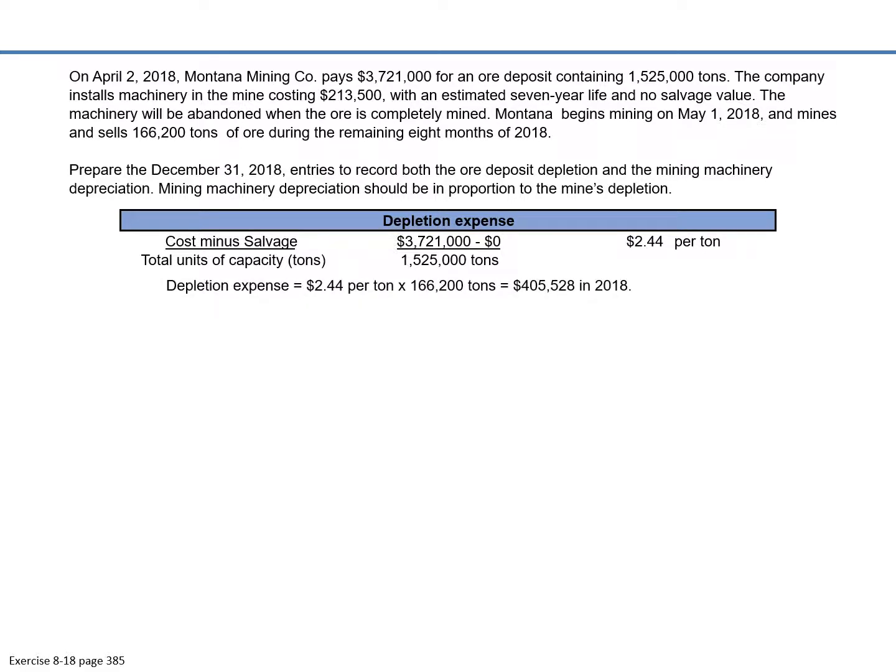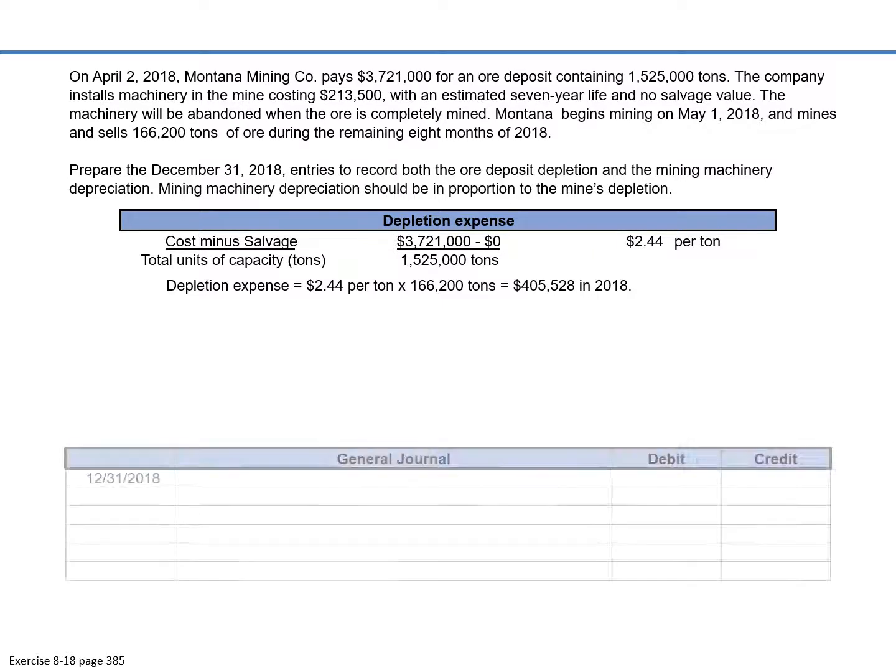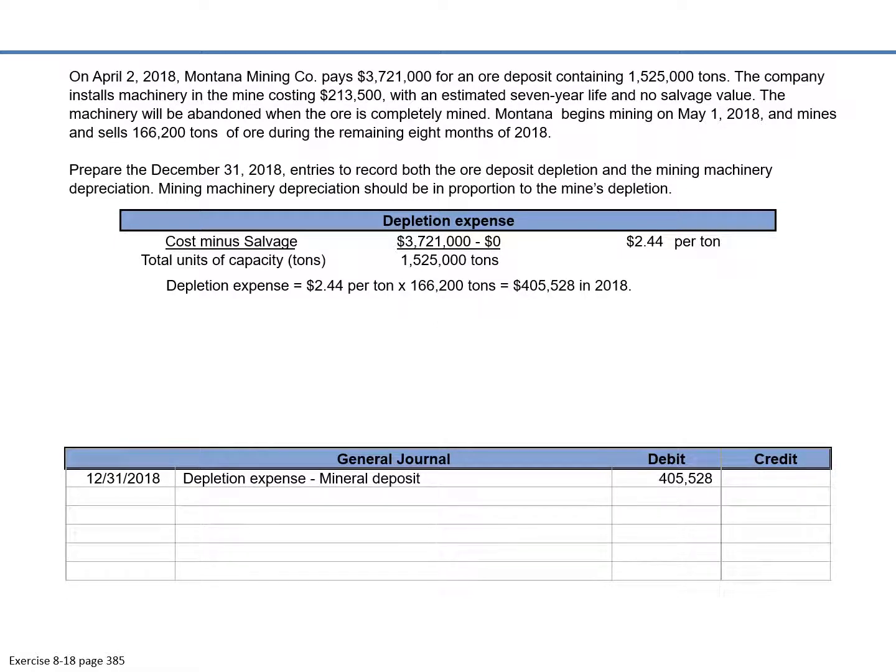So we have depletion expense of $2.44 per ton times 166,200 tons that they mined during the remaining months of 18. So we're going to have depletion expense of $405,528 in 18. So we're going to record depletion expense mineral deposit debit, accumulated depletion mineral deposit credit.